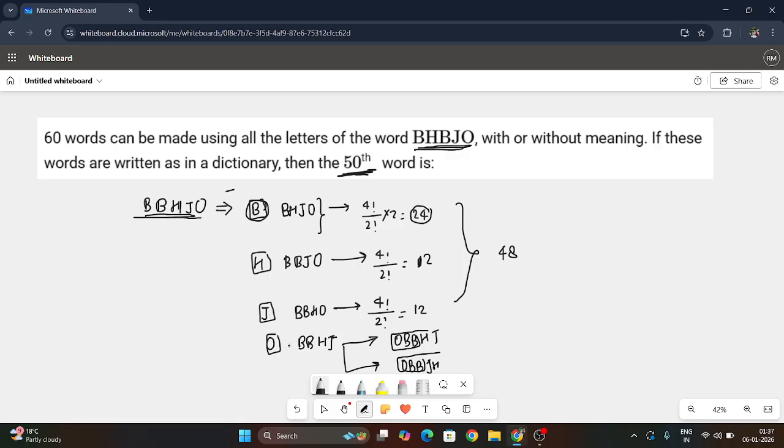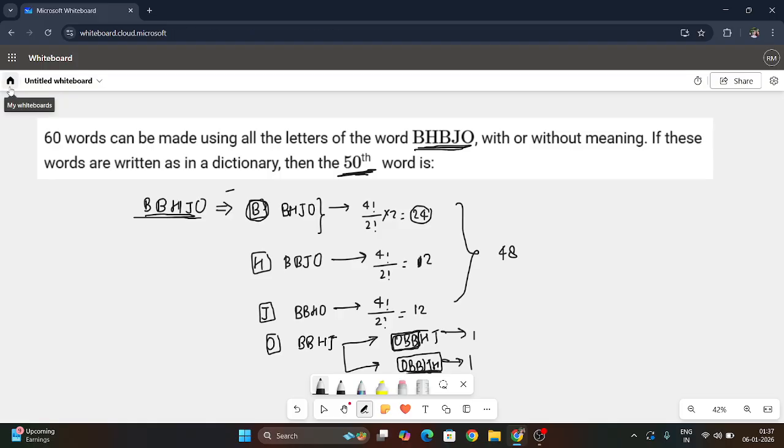What we can do? Let's fix O, B and B. This is H and J. Now interchange these two: O, B, B, J, H. So this is 1. 48 plus 1 is 49, and again plus 1, it is 50. So O, B, B, J, H is going to be your 15th word. Okay, I think it is clear to you, and still if you have any doubt you can ask me.